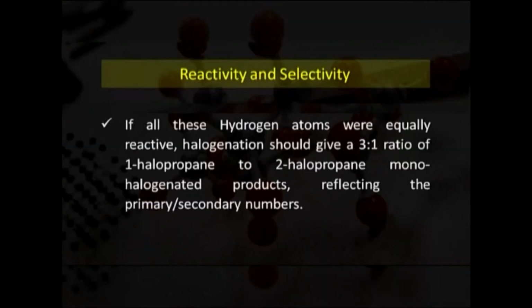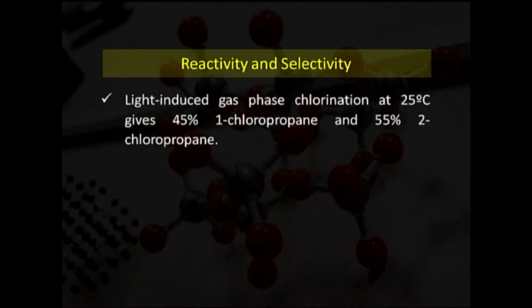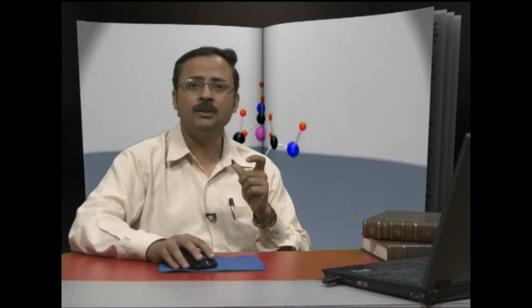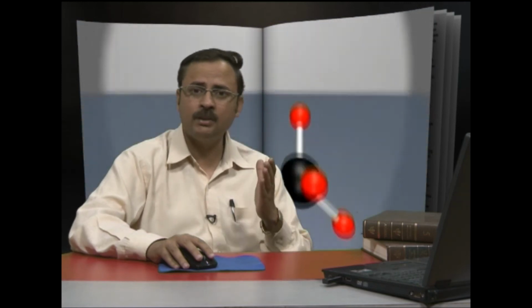If all these hydrogen atoms were equally reactive, halogenation should give a 3:1 ratio of 1-halopropane to 2-halopropane monohalogenated products, reflecting the primary to secondary numbers. So, light-induced gas phase chlorination at 25 degrees centigrade gives 45% 1-chloropropane and 55% 2-chloropropane. Here we are seeing a little difference in productivity: 1-chloropropane is 45% and 2-chloropropane is 55%.